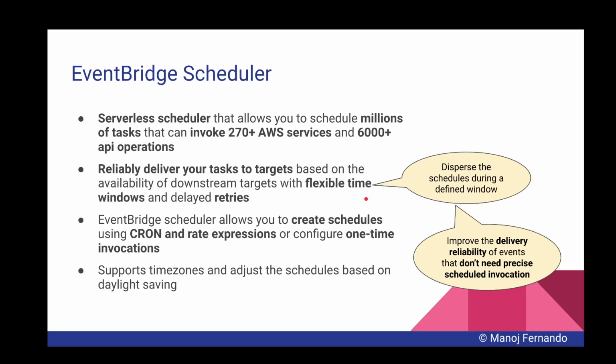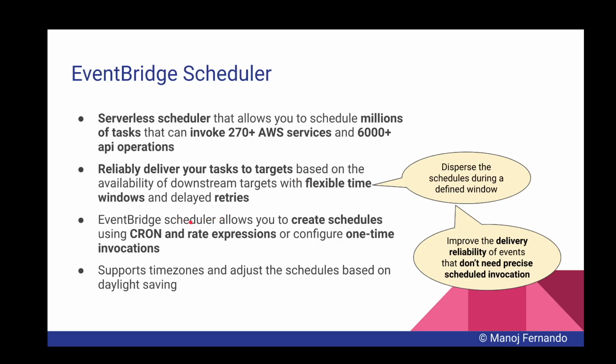One of the use cases for a flexible time window is when you have a lot of schedules going off at the same time and you don't want to send all those requests to your downstream target. Probably if you send a burst of traffic to your downstream target, it can break. So in that case, you can use a flexible time window and those requests will be sent during the window that you define. So it improves the delivery reliability. But of course, if you need to send the schedule at the same time that it is scheduled, you shouldn't use it. This flexible time window is an optional configuration.